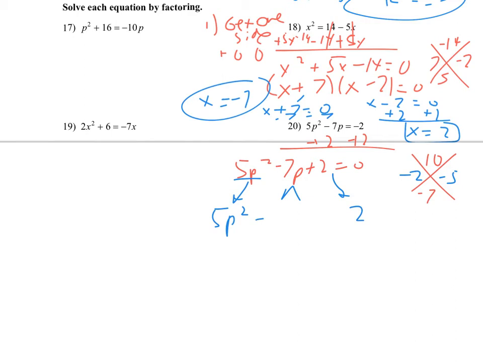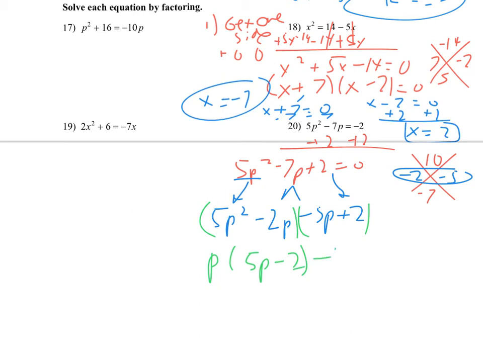Actually, it doesn't matter the order, but I'll go ahead and put negative. I'll do it in the same order I did here. So negative 2p and then negative 5p. And then we'll do our grouping technique. So the first group, I can just take out p, leaving me with 5p minus 2. The second group, I need to take out a negative 1, which leaves me with 5p minus 2 as well. And so this factors into p minus 1 for the outside and then 5p minus 2 for the inside.